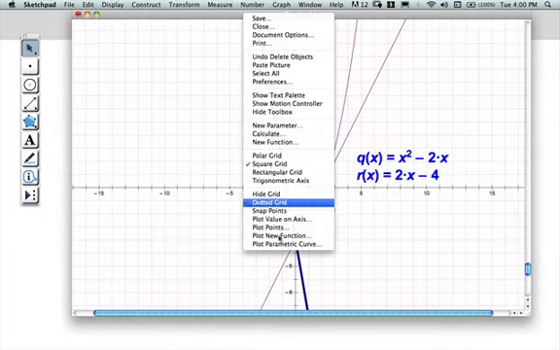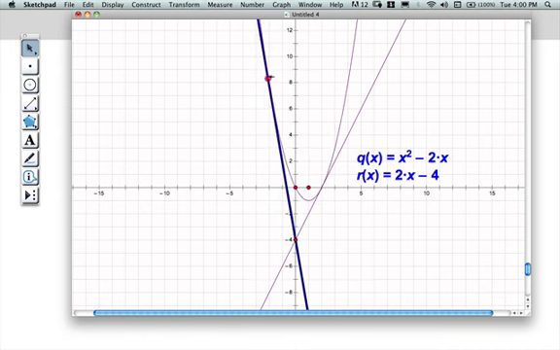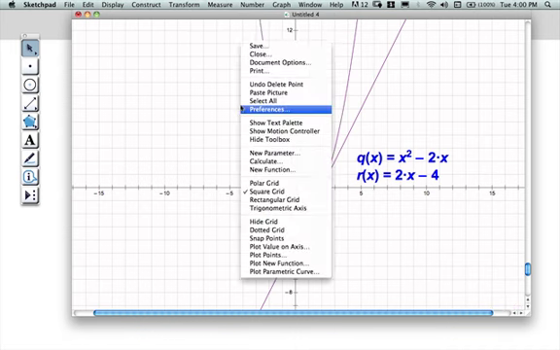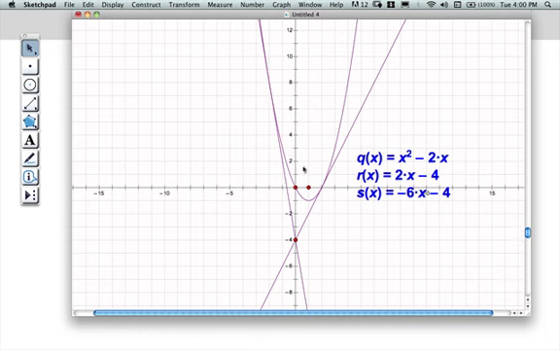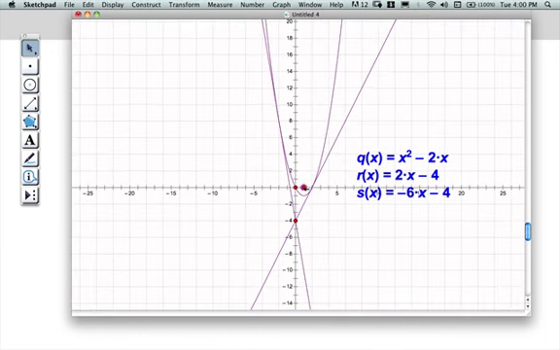So I'll plot the point. I'll take this away. I'll plot a new function, negative 6x minus 4. Okay, and there's the other tangent line. And so we found those 2 lines which are tangent to the curve and which pass through the point 0, negative 4. And that's the end of my problem.